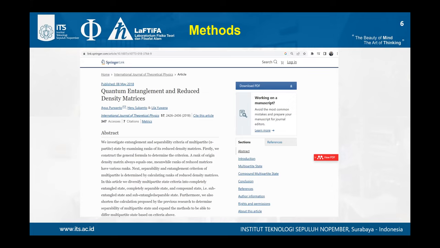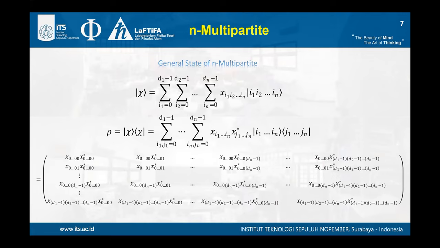This one is about how to identify the pattern of entanglement based on the reduced density matrices. A general state of N multipartite can be stated like this. The notation I1, I2, IN represents the partite, the creature or the particle. Each particle has a degree of freedom. For example, in your laboratory, the experimental laboratory has photons. A photon has 2 degrees of freedom: horizontal polarization and vertical polarization.